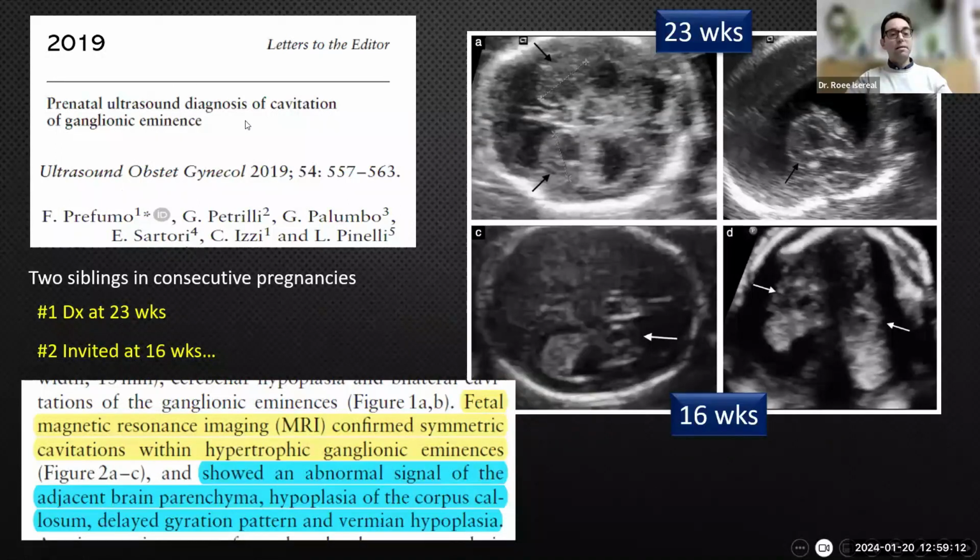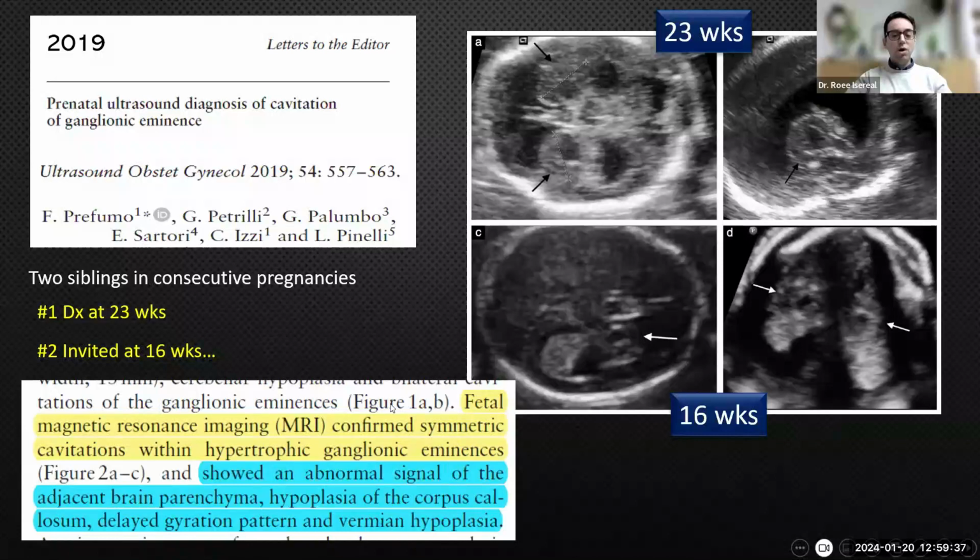This is a letter published in the White Journal in 2019, in which they described two consecutive pregnancies, two siblings. The first one was diagnosed at 23 weeks. However, the second one, because they knew that there might be a family history, they called the patient to come earlier, at 16 weeks, and in both of them, they were able to find the cavitations of the ganglionic eminences.